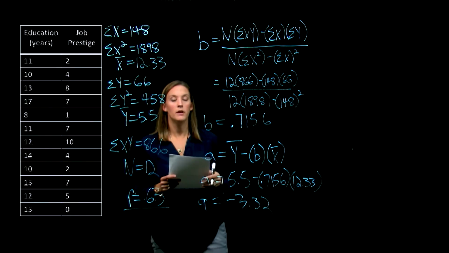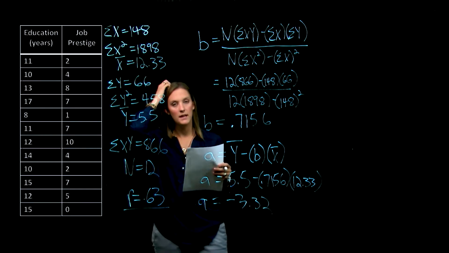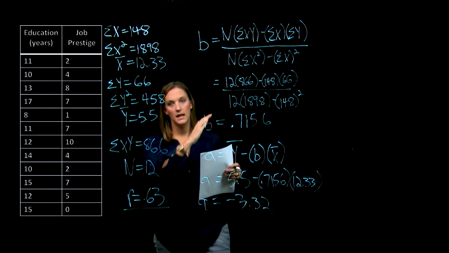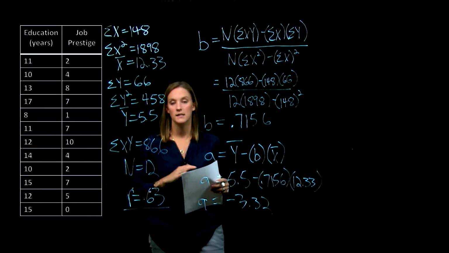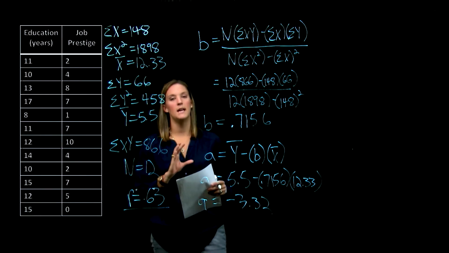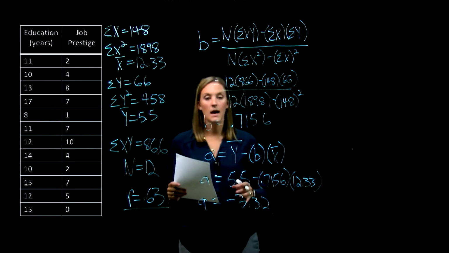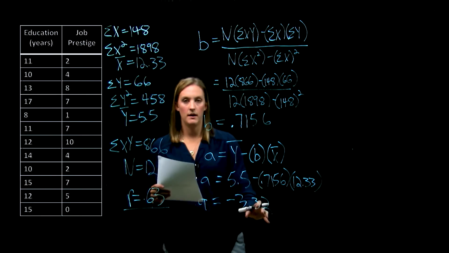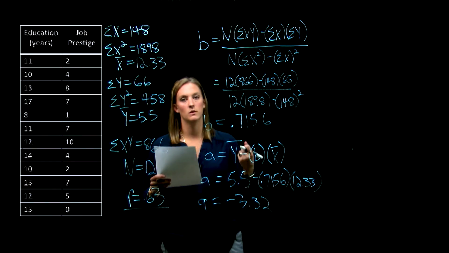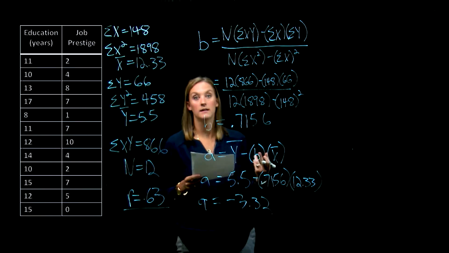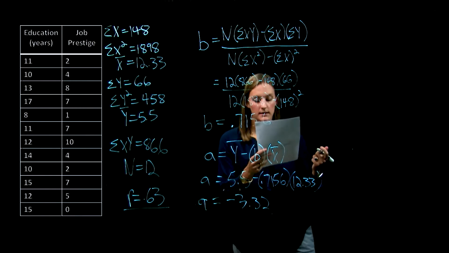So don't panic if you get a negative y-intercept. All that means is that your regression line is actually hitting the y-axis below the x-axis, which doesn't mean you've made any mistakes or done anything wrong. That's a perfectly normal thing to happen. Now what you need to do is put both of these quantities into your regression equation, which is how you predict values of y based on x.